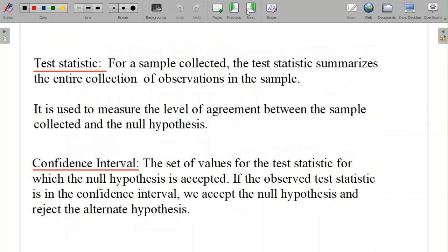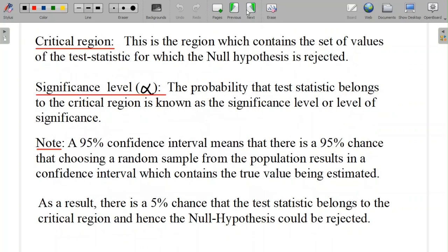the alternate hypothesis. On the other hand, if the test statistic falls in the critical region, that is, the region which contains a set of values for which the null hypothesis must be rejected, that is what we call the critical region. In this case, we reject the null hypothesis.